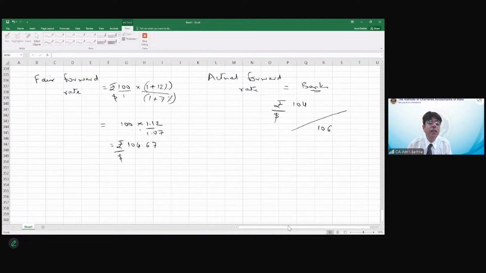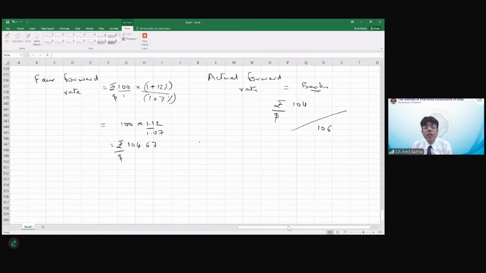I repeat once again, my fair forward rate is 104.67 one year from now, and my actual forward rate, which is quoted by the bank, is 104. So there is an arbitrage opportunity. The question is yes or no, and the answer is yes. As long as these two values are not the same, not identical, there is an arbitrage opportunity available. You can see there is a clear difference of 0.67.